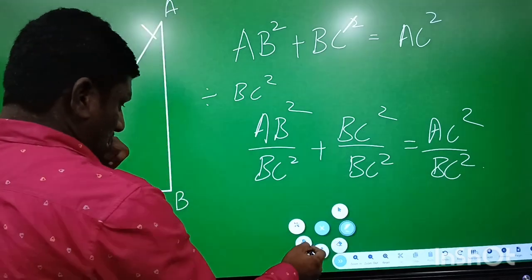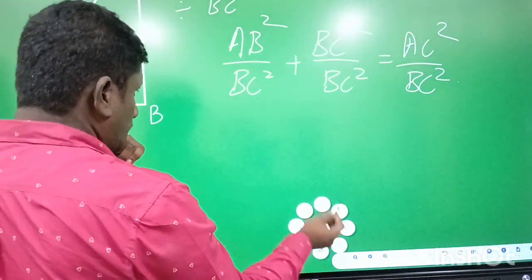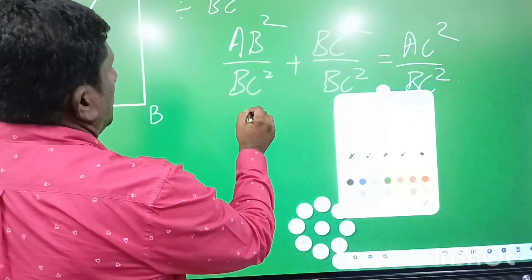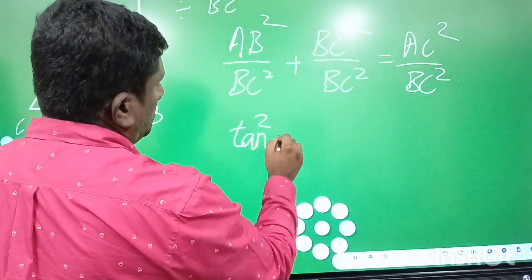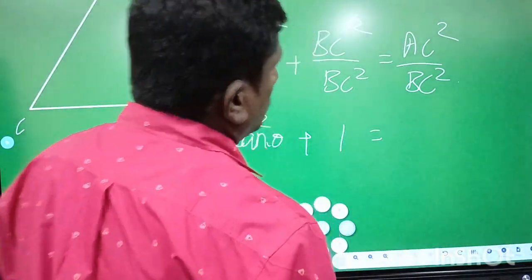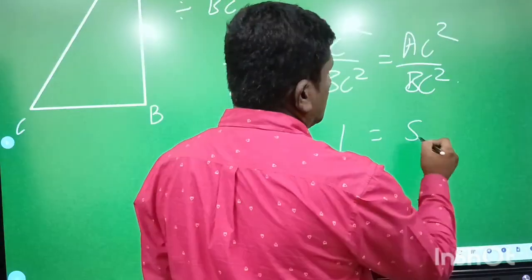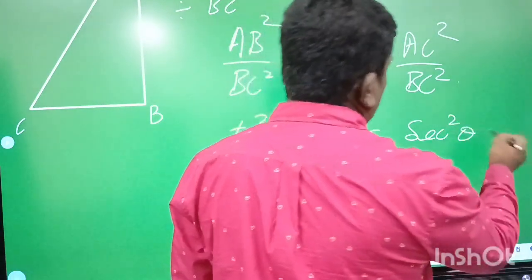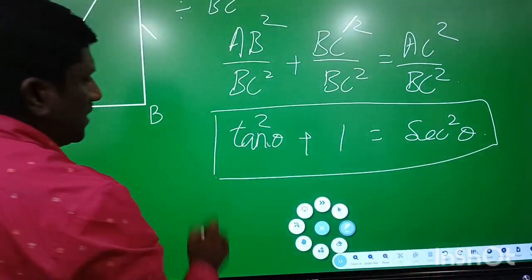So let us check what is going to happen here. AB square by BC square is tan square theta, plus BC square by BC square is 1, and AC square by BC square is what? It is secant square theta. This is the inverse of cos theta, so we get these three values.